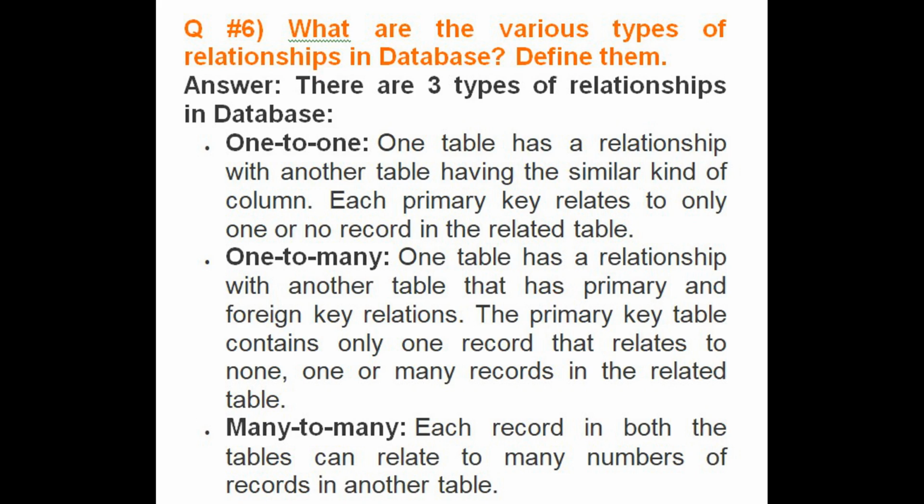One-to-many. One table has a relationship with another table that is primary and foreign key relations. The primary key table contains only one record that relates to none, one or many records in the related table. Many-to-many. Each record in both the tables can relate to many numbers of records in another table.